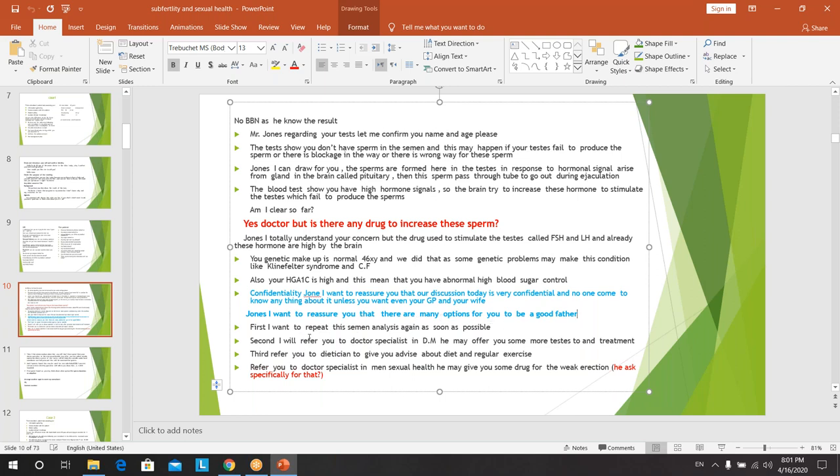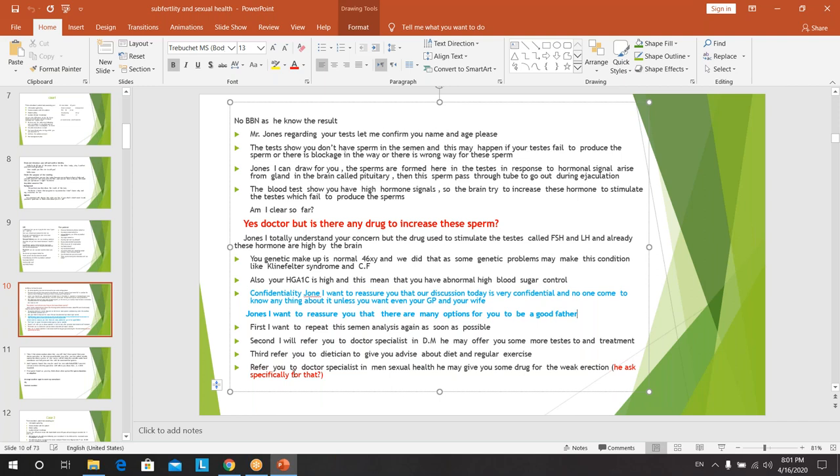First, I wanted to repeat the semen test as soon as possible. Then, I want to refer you to a doctor specialized in diabetes. He may offer you some tests and some treatment for this. Third, I want to refer you to a dietitian, a doctor specialized in diet, to give you advice about your diet and how to do regular exercise. And I want to refer you to a doctor specialized in men's sexual health, the andrology doctor. He may give you some drug for this weak erection.